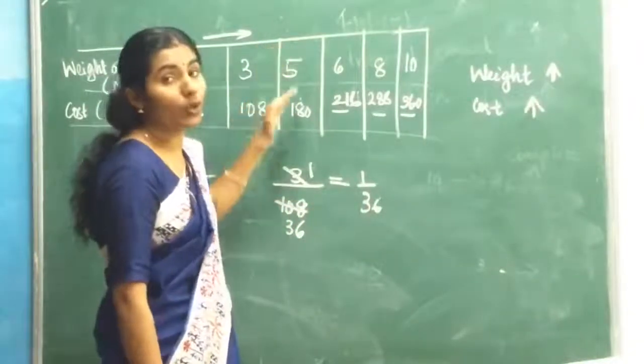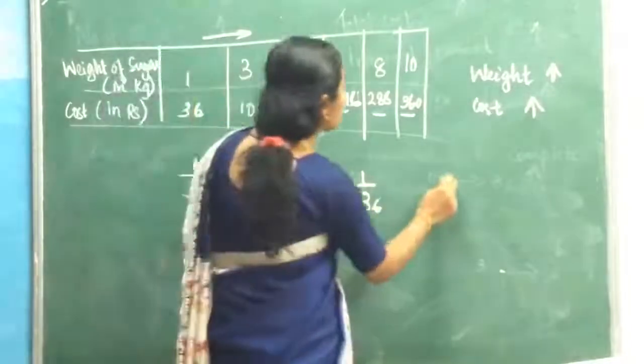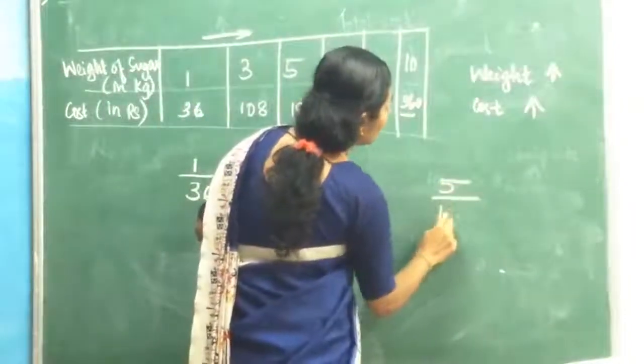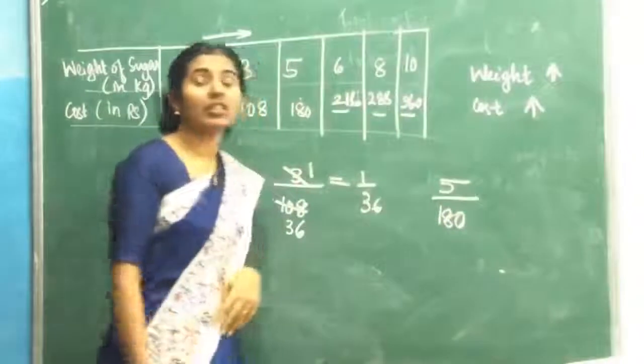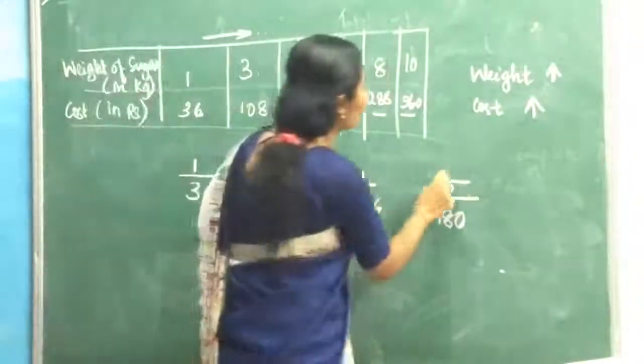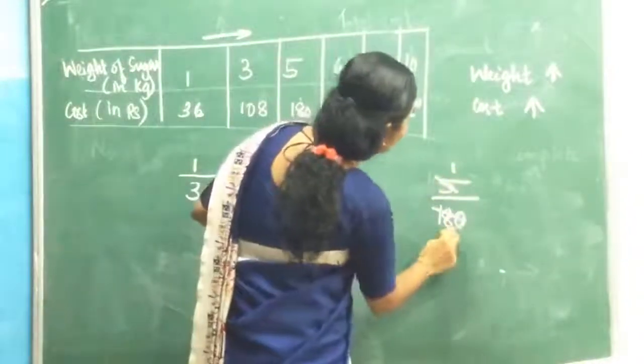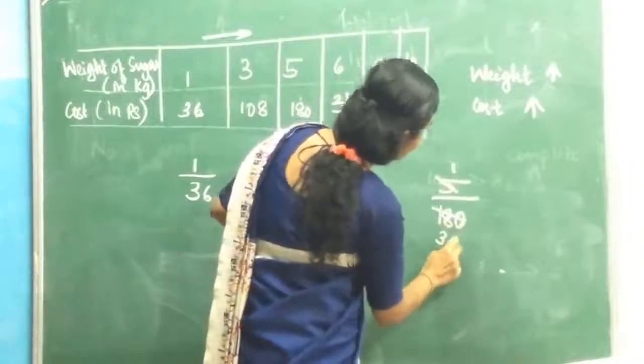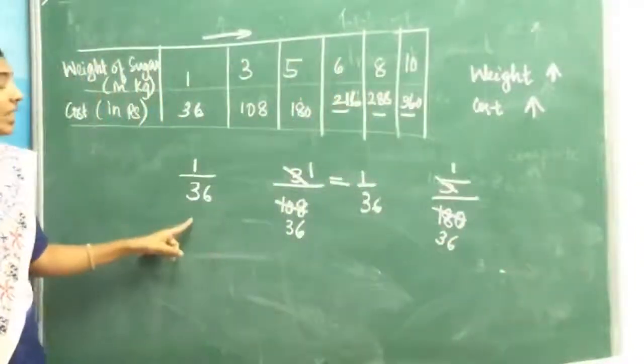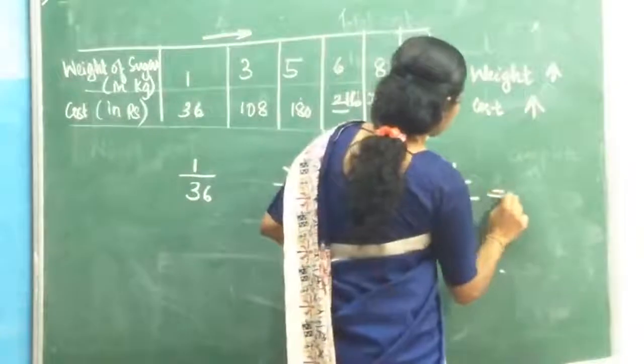Now we see the third one. 5 is the weight, and the cost is 180. So what is the ratio? 5 by 180. Now we cancel it. 5 ones are 5, and 5 thirty-sixes are 180. You will get 1 by 36. Same ratio you will get.